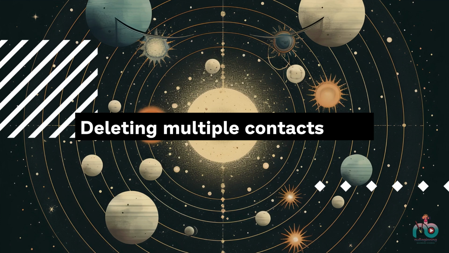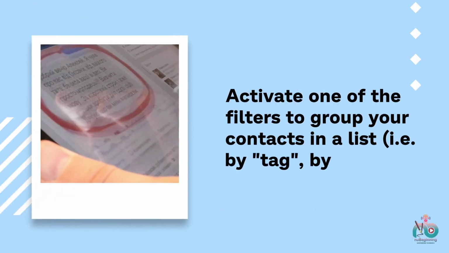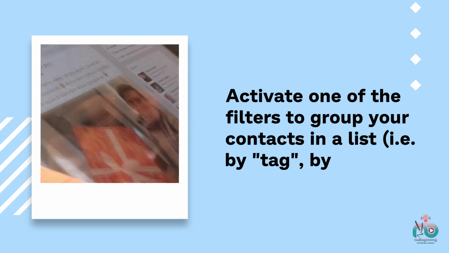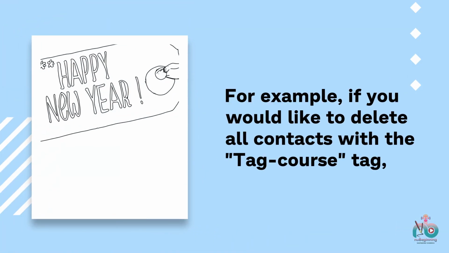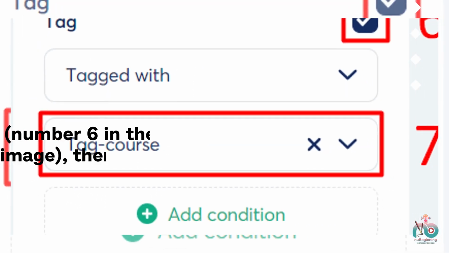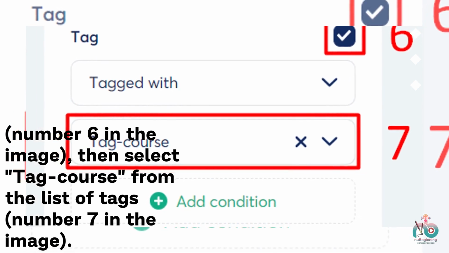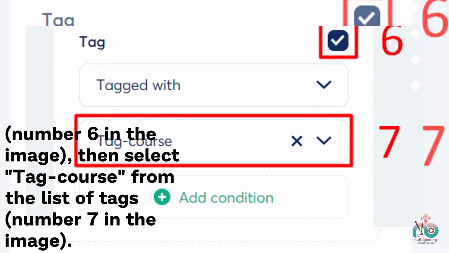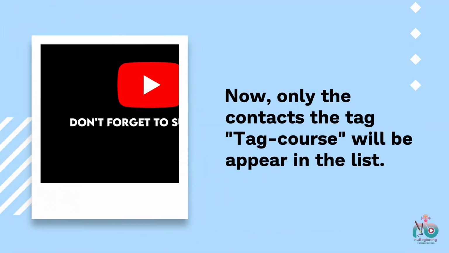Deleting multiple contacts. Activate one of the filters to group your contacts in a list, i.e., by tag, by date of addition, etc. For example, if you would like to delete all contacts with the eCourses tag, activate the Tag filter, number 6 in the image, then select the tag eCourses from the list of tags, number 7 in the image. Now, only the contacts that have the tag eCourses will appear in the list.